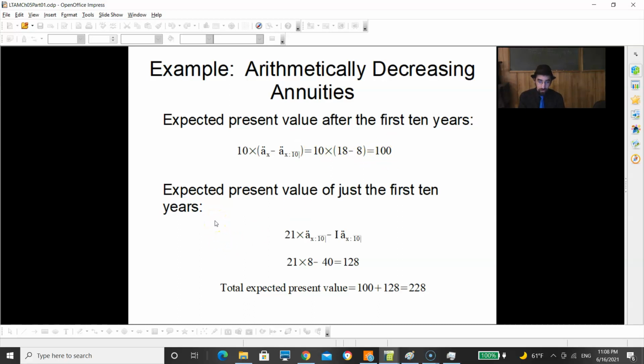Just the first 10 years, what I'll point out is that going 20, 19, 18, 17, etc. is the same as a constant 21 minus something that goes 1, 2, 3, 4, 5. So I can say it's 21 ä_{x:10} minus (Iä)_{x:10}. I crunch the numbers in. I get total expected present value is 100 from everything past the first 10 years, plus 128 from just the first 10 years. Get a value of 228.